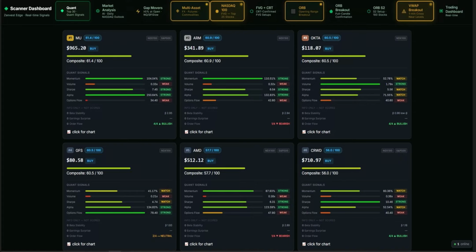MU has a beta of 2.95, nearly 3 times the market volatility. Strong momentum, but it will also fall hard if the market pulls back. Okta at 0.96 is essentially market neutral. The low beta label is the scanner flagging that this stock's edge is independent of what the market does. We display this so you can make position sizing decisions. High beta stocks need smaller size.